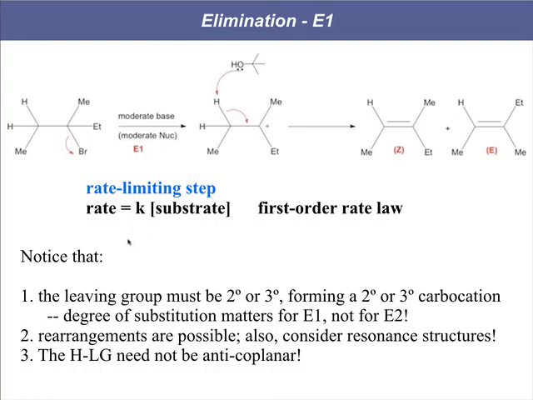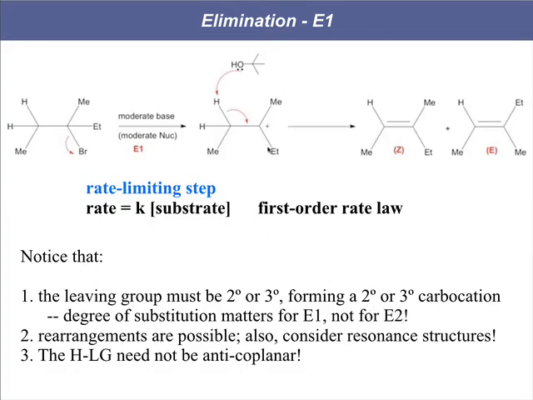So, some things to notice. In E1, the leaving group must be secondary or tertiary because we still have to form a carbocation. So if our leaving group is primary, it's never going to want to leave on its own. That was the same limitation that we had in SN1. That is also true in E1. We need a secondary or a tertiary. So the degree of substitution matters for E1, but not for E2. That's a little bit different than the substitution reactions, where degree of substitution matters for both SN1 and SN2.